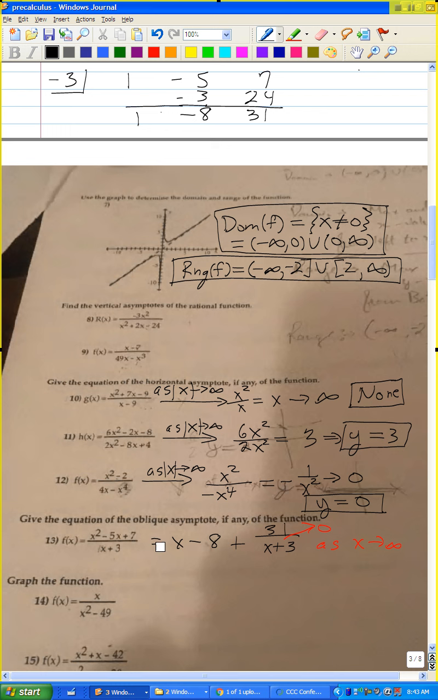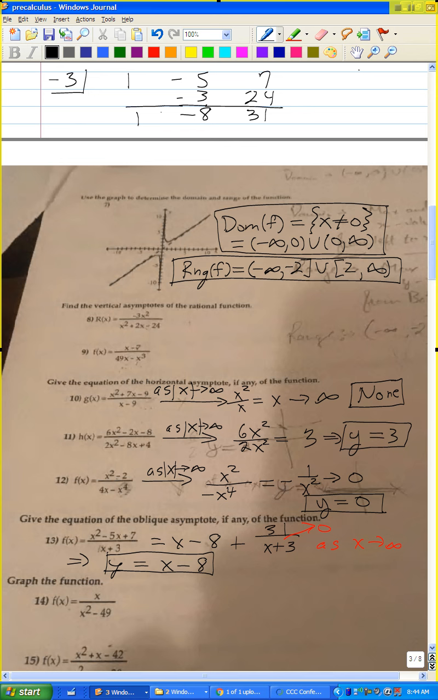And so the oblique asymptote is just this quotient. So really, all they're asking you for is the quotient. And so when they say find the oblique asymptote, just find the quotient. It's the exact same way we did it back in Math 125.